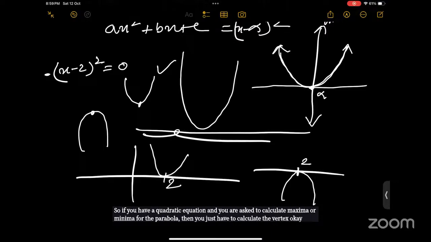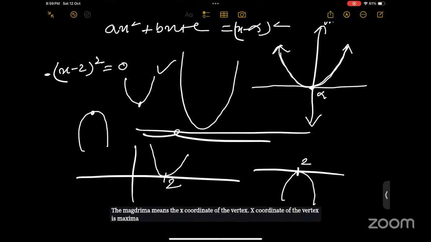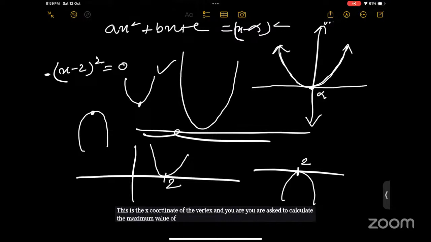Okay, ma'am, got it. The maxima means the x coordinate of the vertex. The x coordinate of the vertex is the maxima, and the maximum value of the curve of the graph is the y coordinate. If you are asked to calculate the maxima, you have to calculate this minus b by 2a. This is the x coordinate of the vertex, and if you are asked to calculate the maximum value of the curve, then you have to calculate the value at that point. That means the y coordinate of the vertex. Okay.